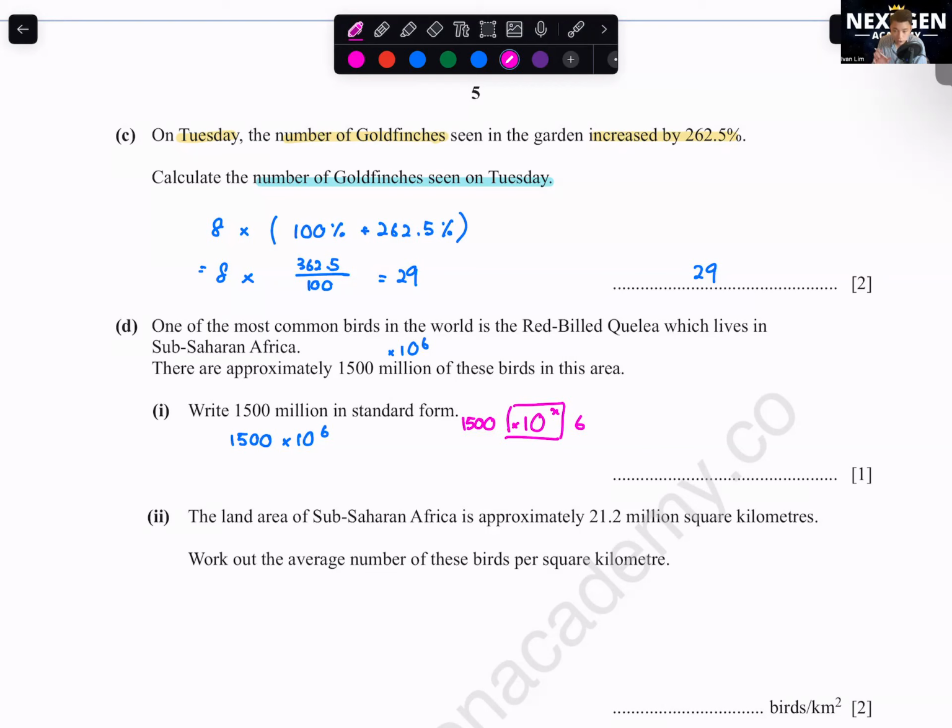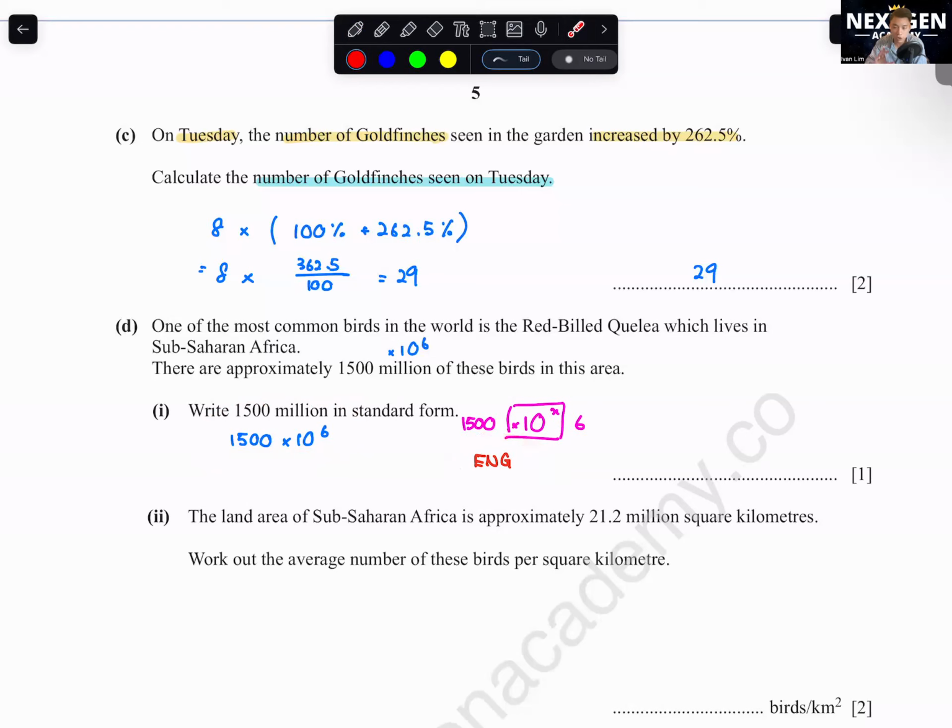Some values you can immediately change to standard form. You use this button here, ENG. You press ENG, and your calculator gives you 1.5 times 10 to the power of 9. Teach you a calculator trick. Everyone try. Anyone who cannot get it, please ask. If you all got it, can you just say got it? Use this ENG button to change it to standard form.